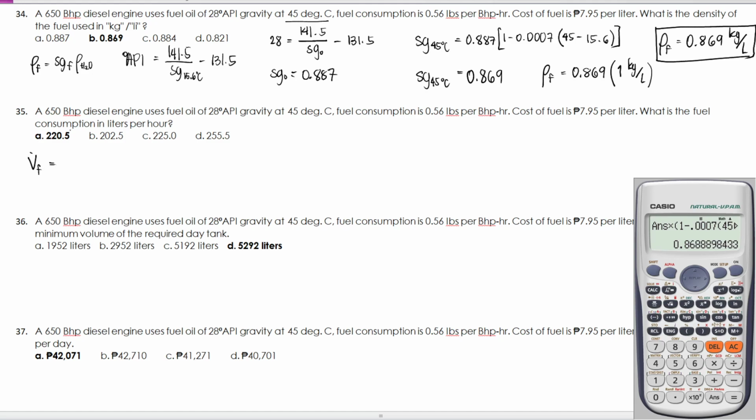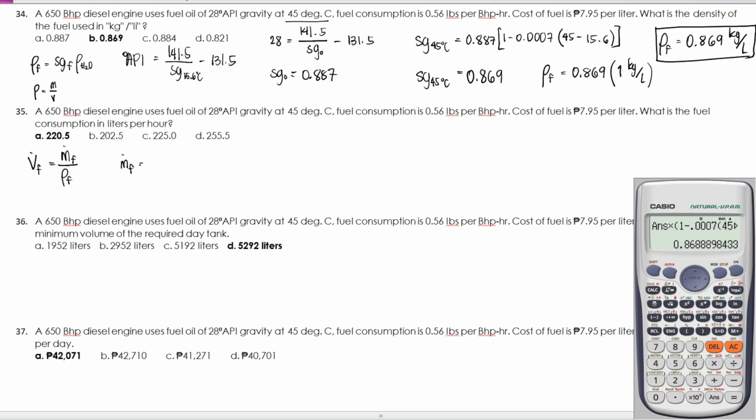So makukuha naman natin si volume flow rate galing pa rin dun sa density. Kasi in general form, ang density is mass per unit volume. So kung kukuhanin natin si volume, that will be mass flow rate ng fuel over the density ng fuel. So yung density ng fuel na gagamitin natin, yung nakuha natin kanina kay number 34. So kailangan lang magkaroon tayo ng mass flow rate. So meron tayo ditong fuel consumption per power produced. So dito natin kuhanin yung mass flow rate niya.